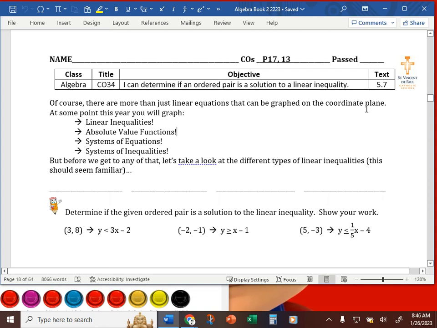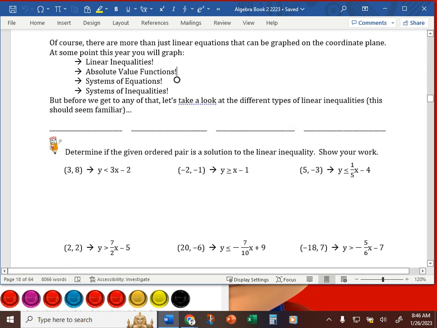Hi, Algebra. We are going over CO34, sticking with the inequality concept. But now you're going to see that we're getting to inequalities with multiple variables, because of where we're headed with this. Think about our trajectory with equations. We started with solving one-step equations, then two-step, then multi-step, and eventually we got to graphing them. With inequalities, we're going to do the same thing.